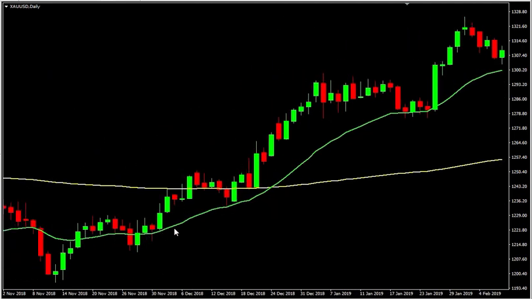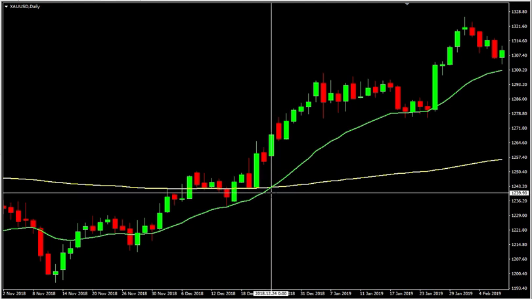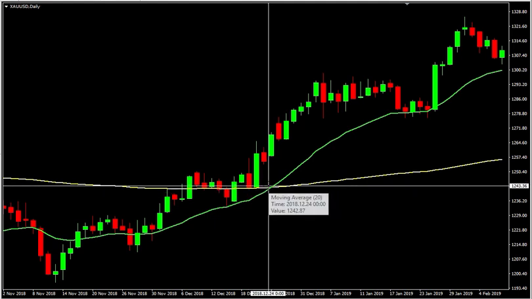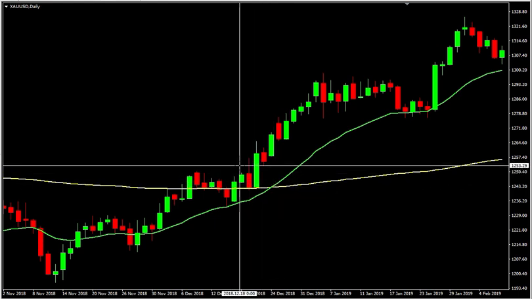Now you can see the 20 period moving average has crossed the 200 period moving average and the market has started going up. Let's have a look at the date. It was the 24th of December 2018. Exactly 2 years the market started going up.